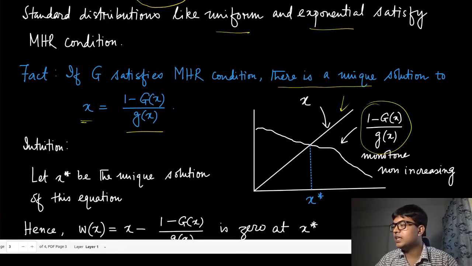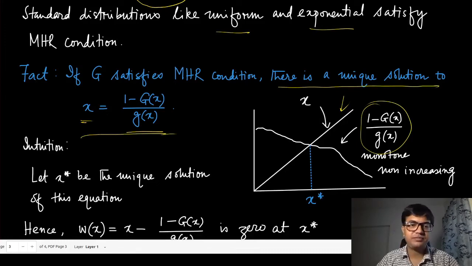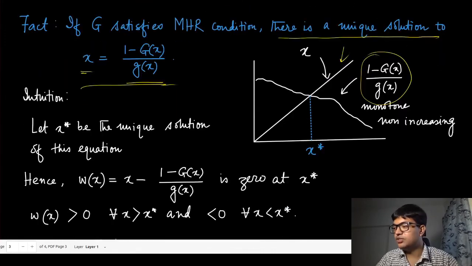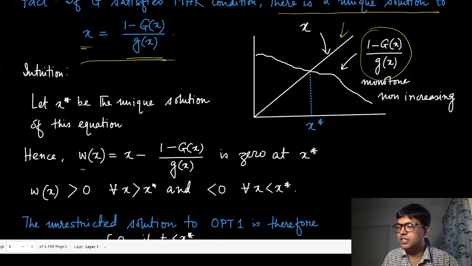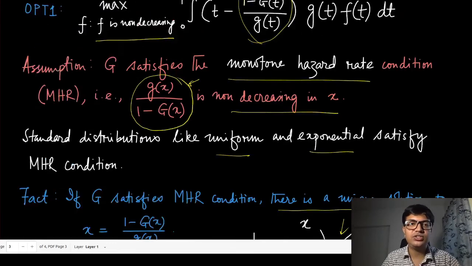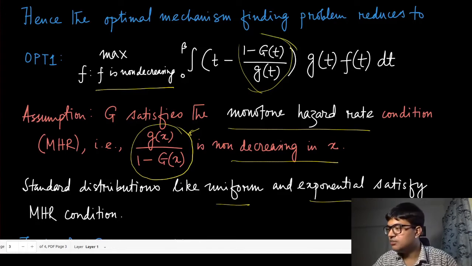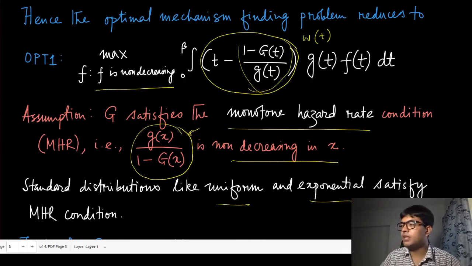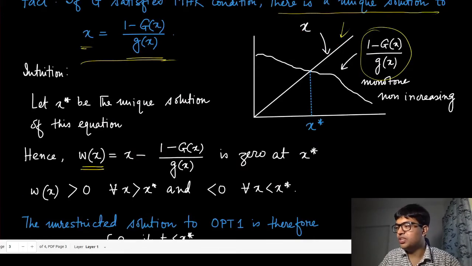So there exists a unique solution to this expression. We will make use of this. We will now define a term called w(x), and this w(x) is nothing but x minus (1 minus G(x)) by g(x). Essentially, in this term we are just replacing this part with w(t), and looking at what happens to this w(t) under the monotone hazard rate condition. So let us assume that this x star is the unique value at which this w(x) becomes equal to 0.